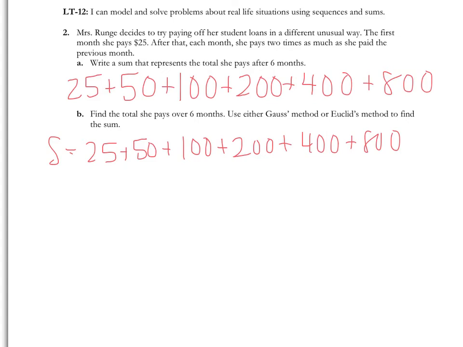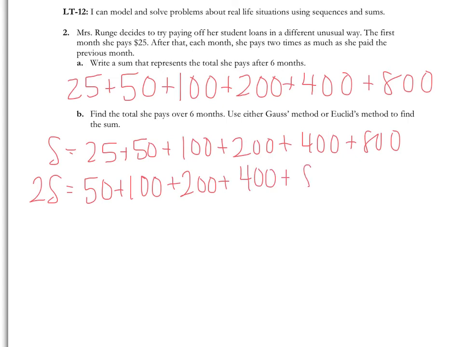So in Euclid's method, the first thing that we do is we take our entire sum and multiply by the common ratio, or the number that we multiply by each time. We said we were multiplying by 2 each time, so we want to take the entire sum and multiply by 2. So on the left-hand side, s times 2 is 2s. On the right-hand side, 25 times 2 is 50, 50 times 2 is 100, and so on. We just keep multiplying each of these values by 2.